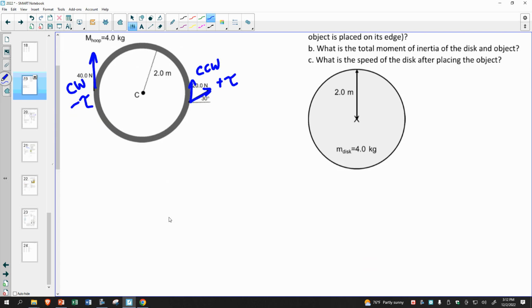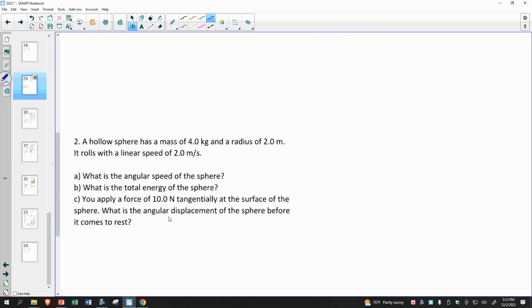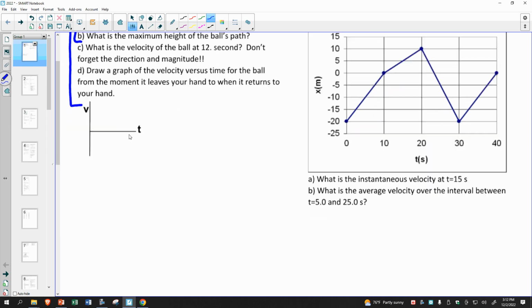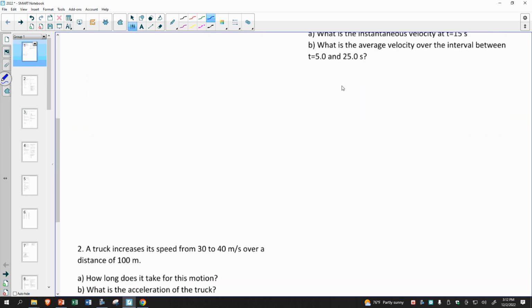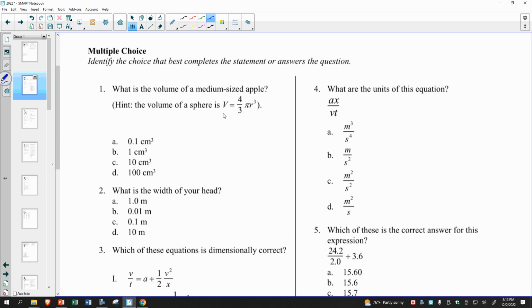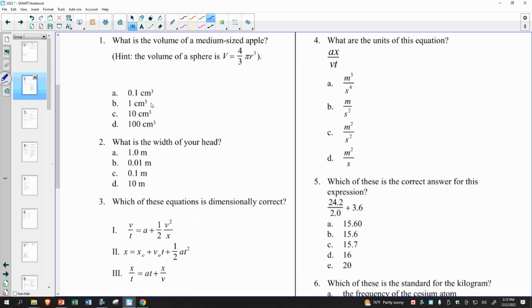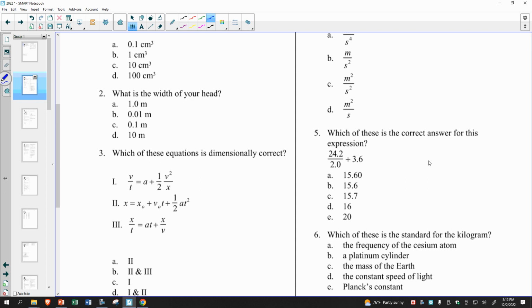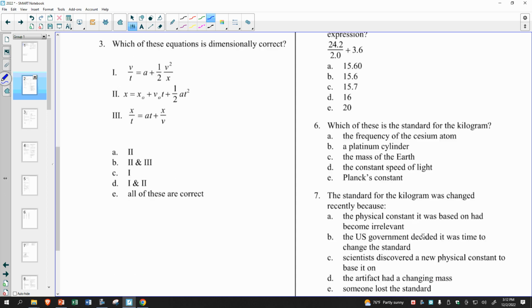Okay, what else? Particular questions you want to look at? I can scroll through the exam, so let's just take a look. We have kinematics questions. I would expect to see those. Graphing questions, of course you'll see those. This is chapter 1, so we had some order of magnitude estimates. Dimensional analysis, significant figures, you need to know your standards.